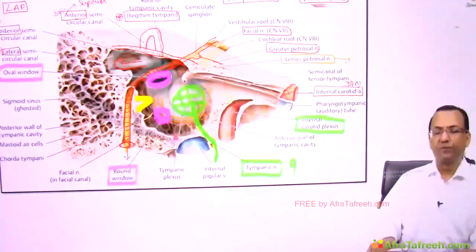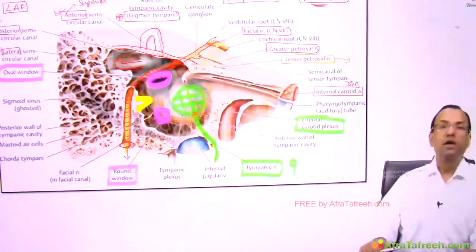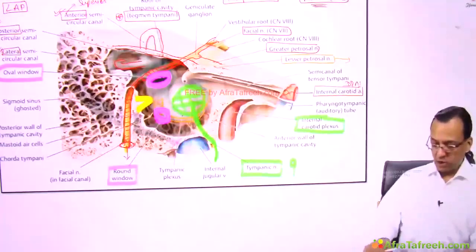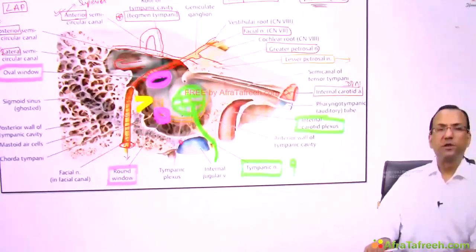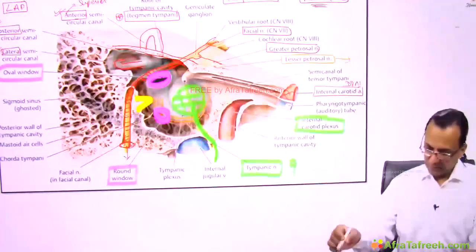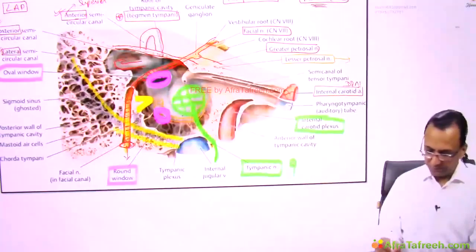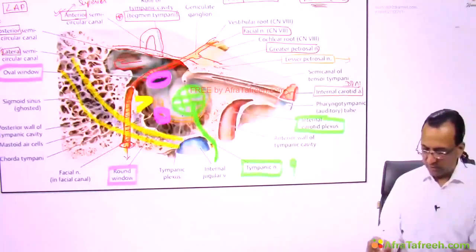Then what is at the floor? On the floor we have seen the branch of the ninth nerve coming. What else? It is the internal jugular vein. What is the internal jugular vein doing here? Do you remember it is a continuation of what? You remember that it is the continuation of the sigmoid sinus. This is the marking of the sigmoid sinus.